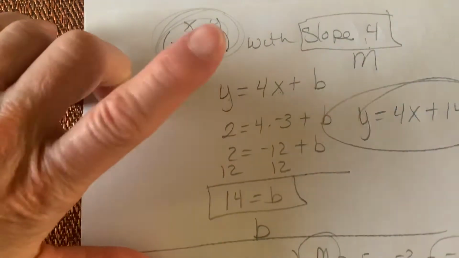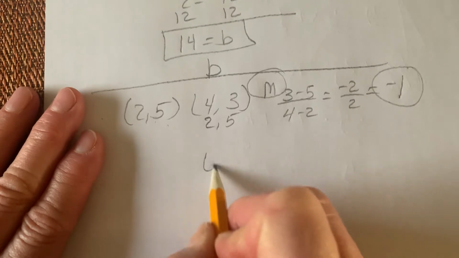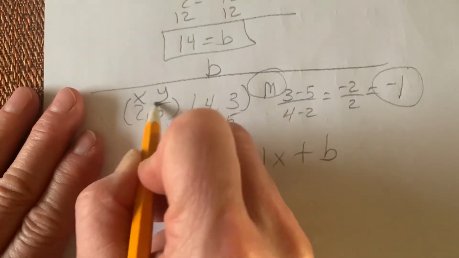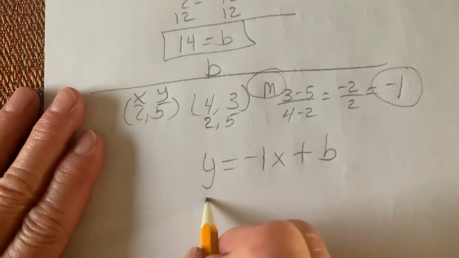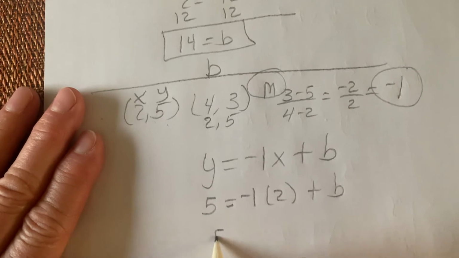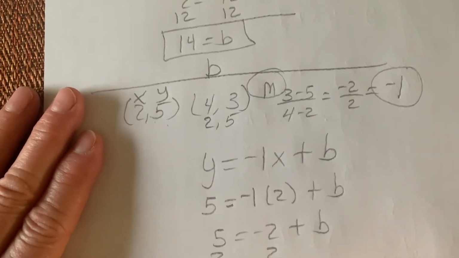Then you do the same thing when you look for b, but you get the choice of what point you want. So I'm going to take y equals negative 1x plus b, substitute. Notice I always write x and y up there. 5 equals negative 1 times 2 plus b. 5 equals negative 2 plus b. Add 2. 7 equals b. There's your b.